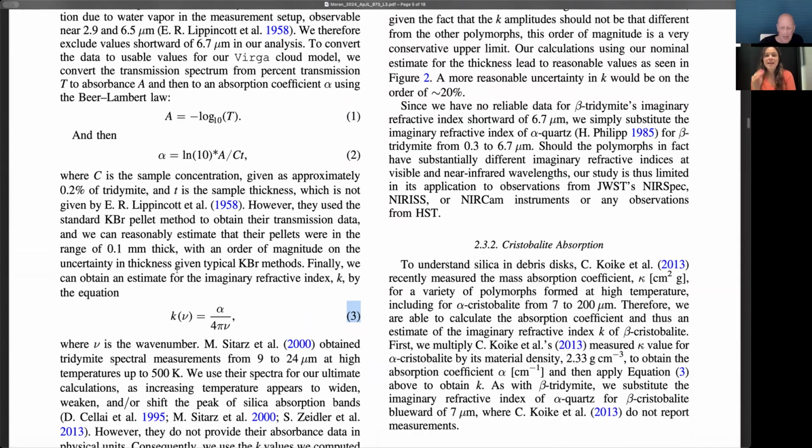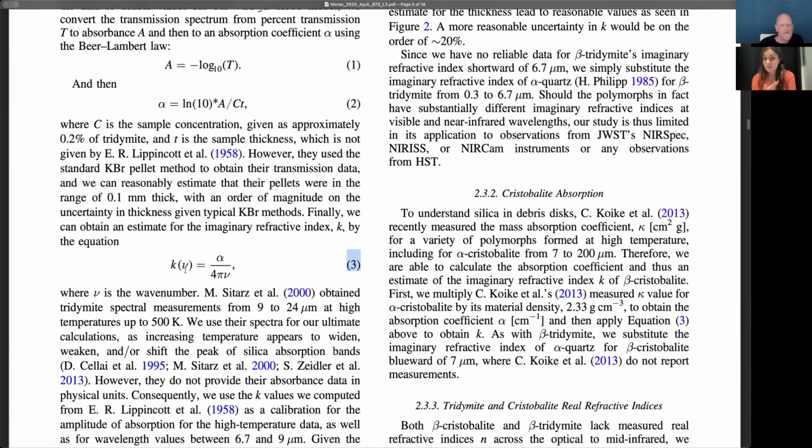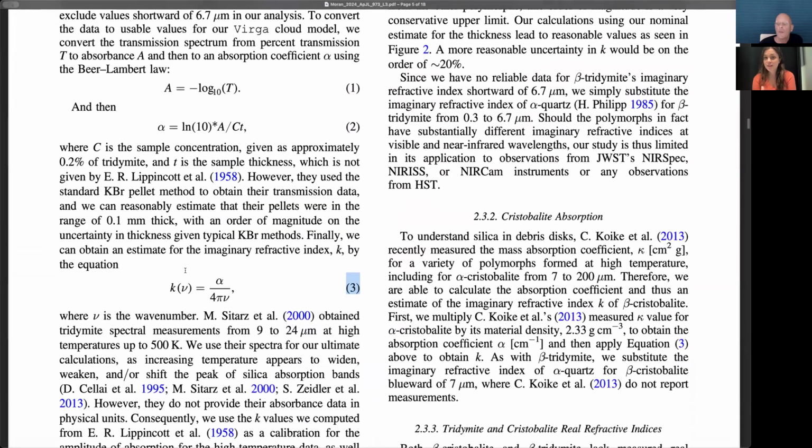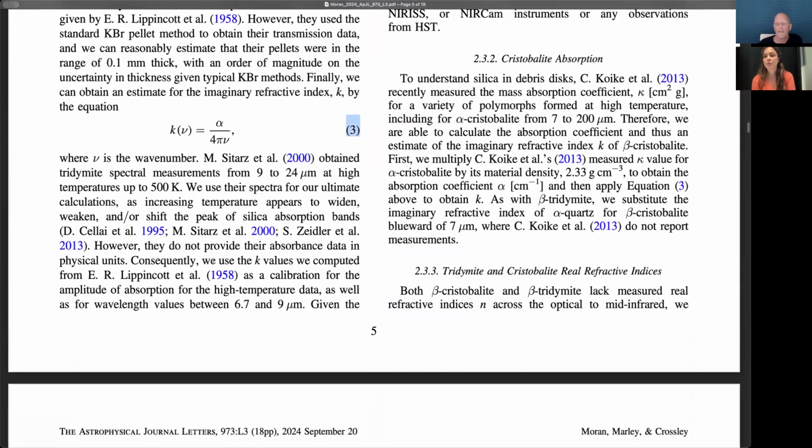Very good. So that was for tridymite. Then we have to go after cristobalite. Luckily, there is much more recent work that has done this for cristobalite. It's from this Koike et al. paper, 2013. They gave me everything I needed to reproduce that calculation for cristobalite's absorption.